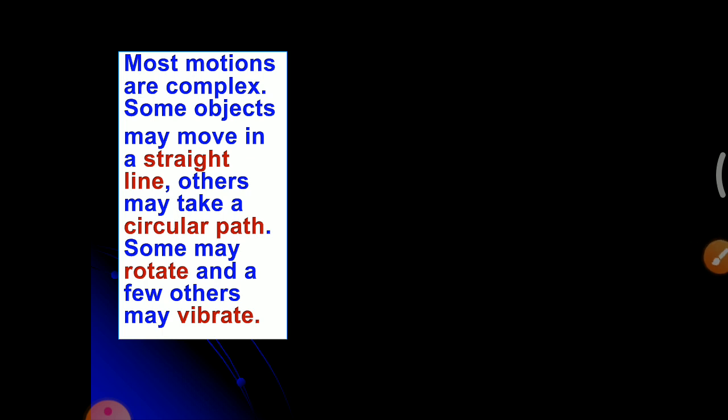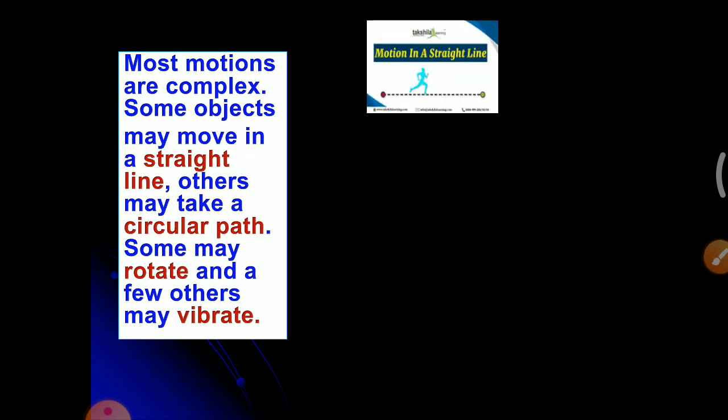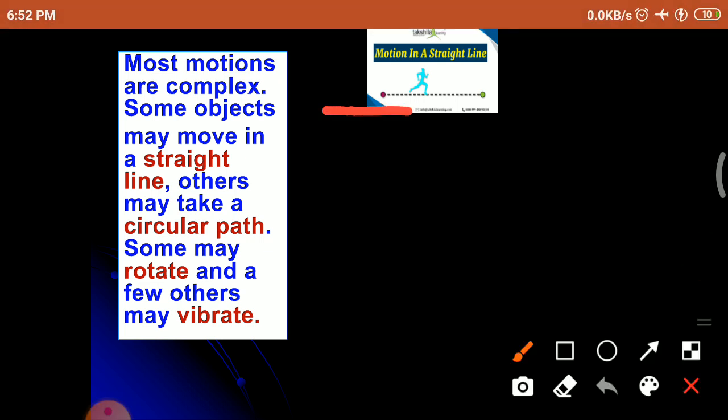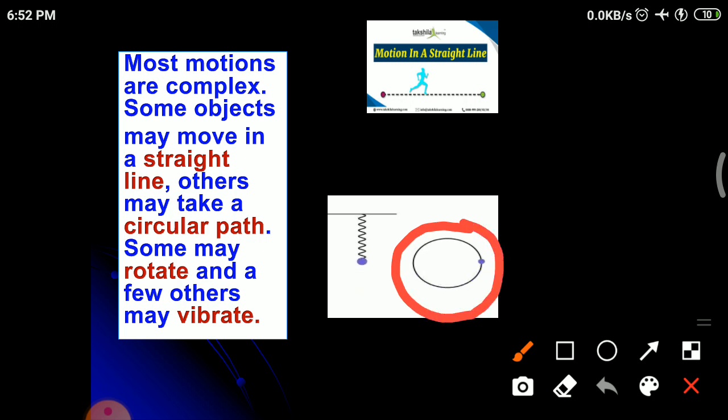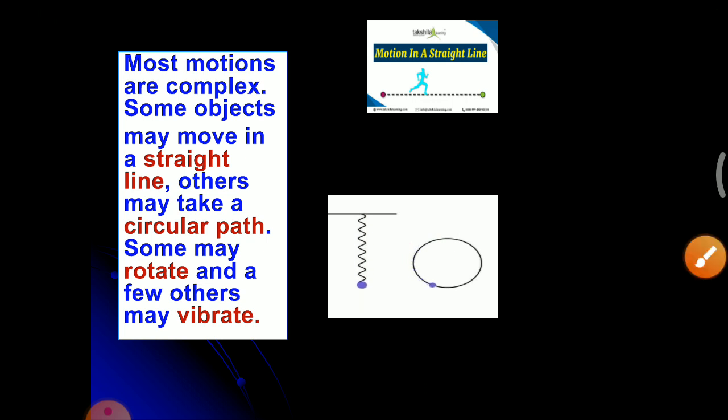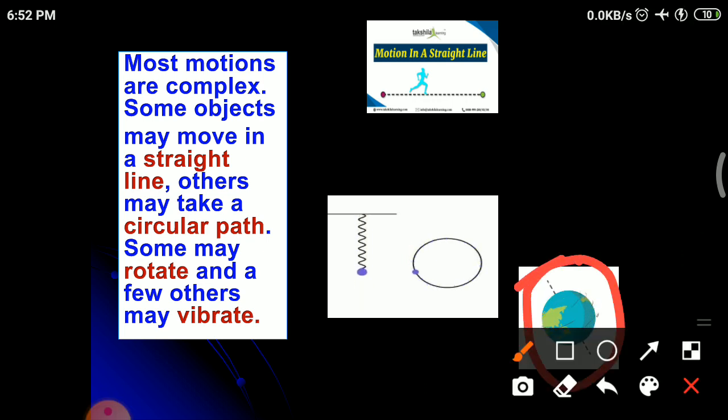Most motions are complex. Some objects may move in a straight line. See here the objects move in a straight line. When the objects move in a straight line, we can say that it is straight line motion or rectilinear motion. And others may take a circular path. See here the objects are in circular motion. Some may vibrate and some may rotate. See here the earth rotates about its own axis. So these are the different types of motions occurring in nature.